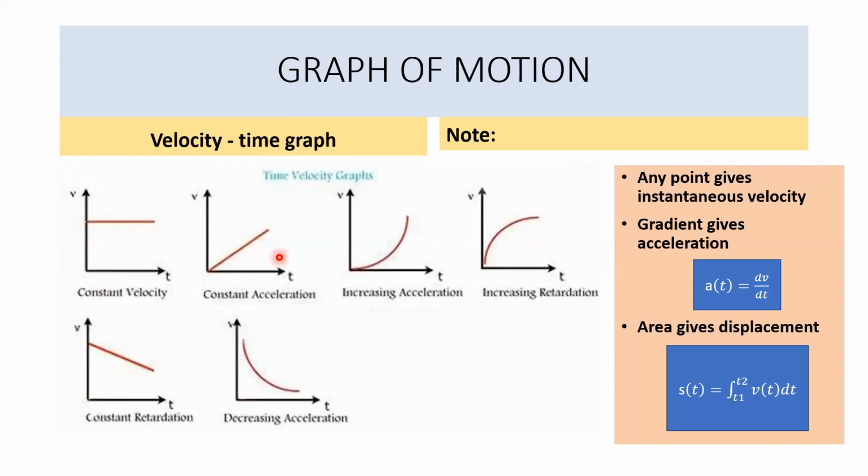And the second one, the graph is a straight line, meaning the line increases from the origin, so constant acceleration. Next, increasing acceleration, meaning the velocity-time curve opens upward. Then the graph that opens downward means increasing retardation. Then the last is constant retardation like this. And then this is the decreasing acceleration.